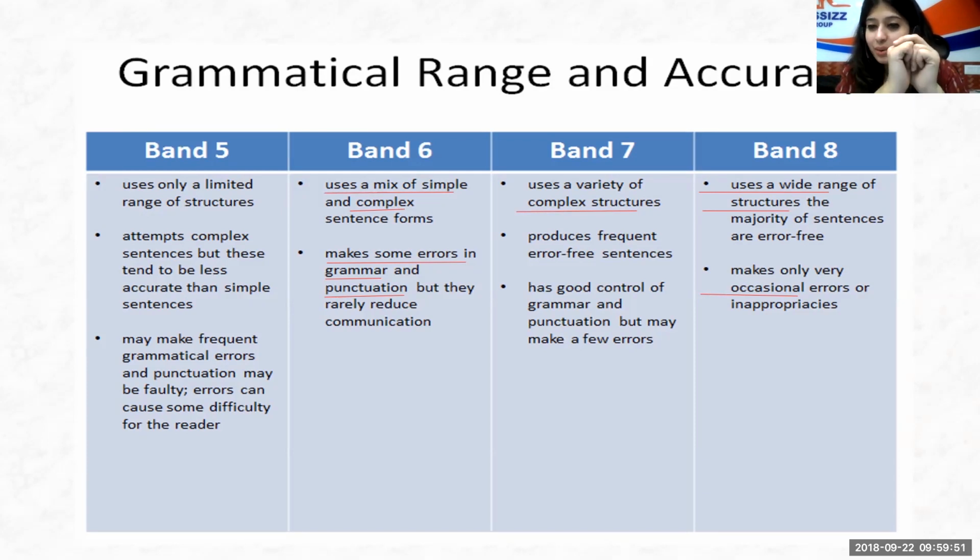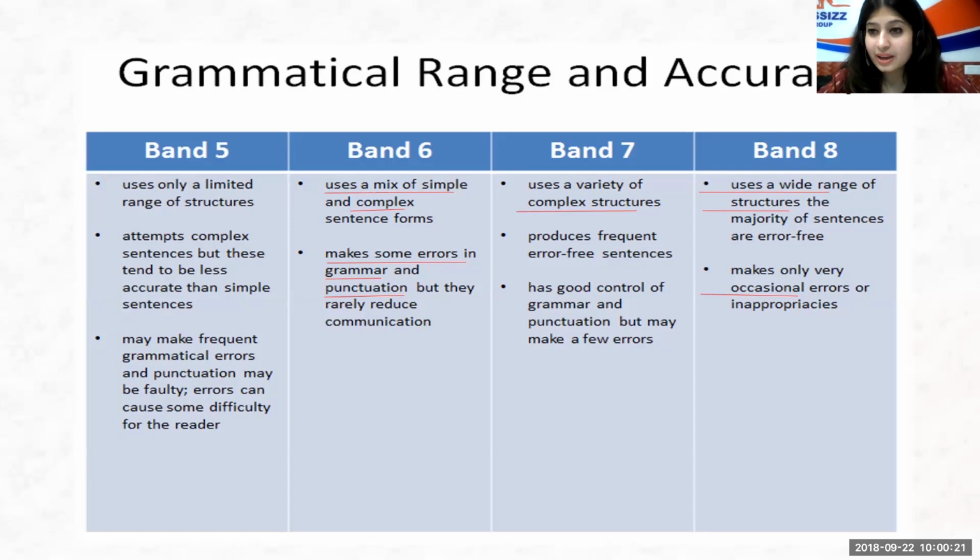When I mean a wide range of sentences, I mean you use simple statements, complex statements, compound statements, and passive statements. Avoid things that are very informal when you're making use of a variety of structures. A lot of people, when they're elaborating on the grammar range, tend to mess up with errors. They tend to make a lot of errors. So do not make a lot of errors.